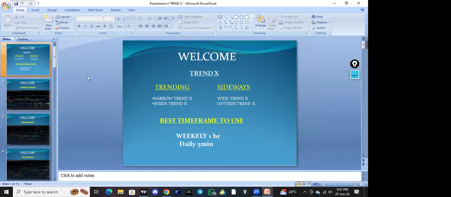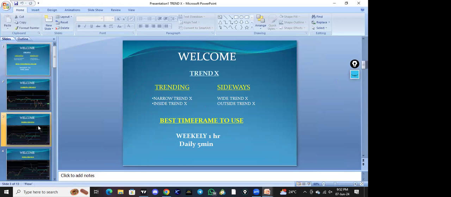So we are trading only these days narrow Trend-X, inside Trend-X. So just forget this. You just remember narrow Trend-X. When we see the narrows, weekly narrows, I'm talking about weekly narrows, so we are going to take only those trades.